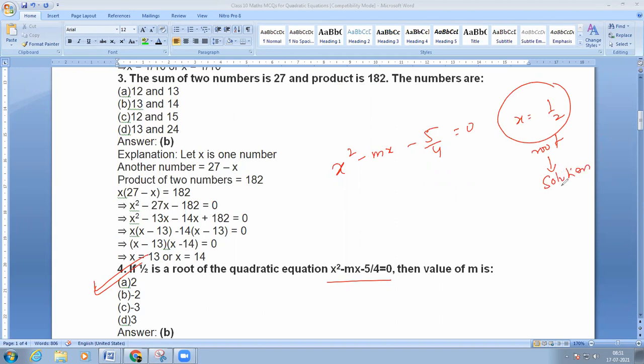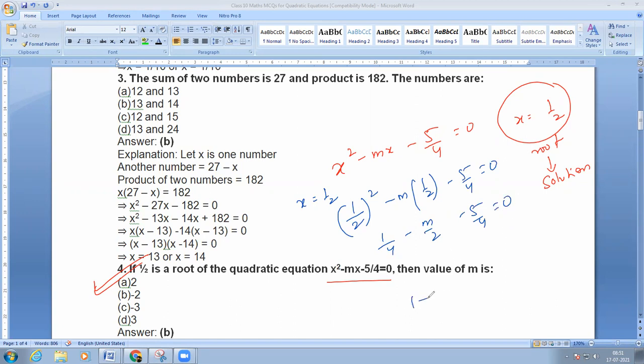If this is a solution, then when we substitute this value in place of x in the equation, it will satisfy the equation. So we substitute x equal to 1/2 in this equation. We get 1/2 whole square minus m into 1/2 minus 5/4 is equal to 0. So it is 1/4 minus m/2 minus 5/4 is equal to 0. Take the LCM. So it will be 1 minus 2m minus 5 divided by 4 is equal to 0.